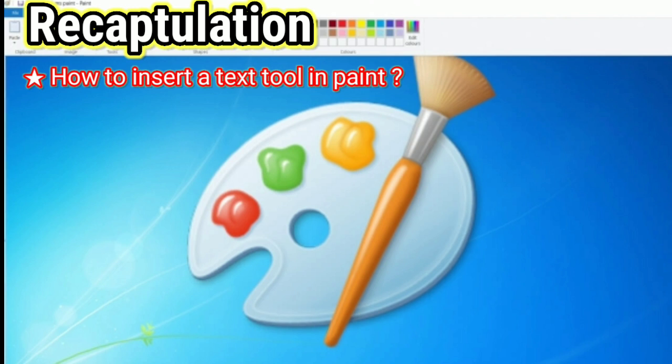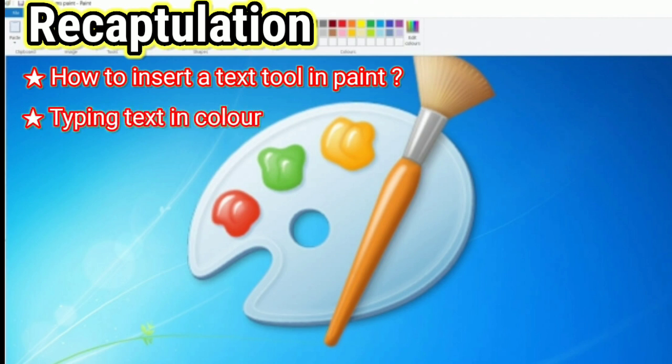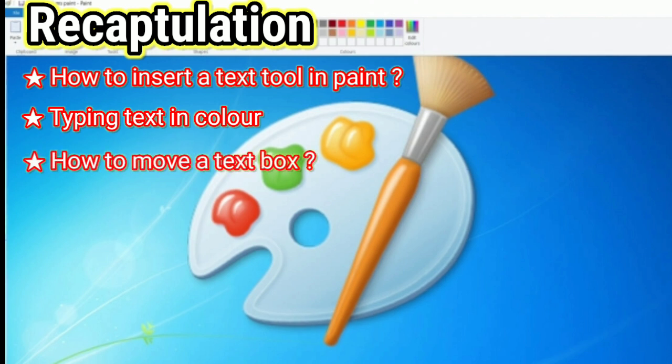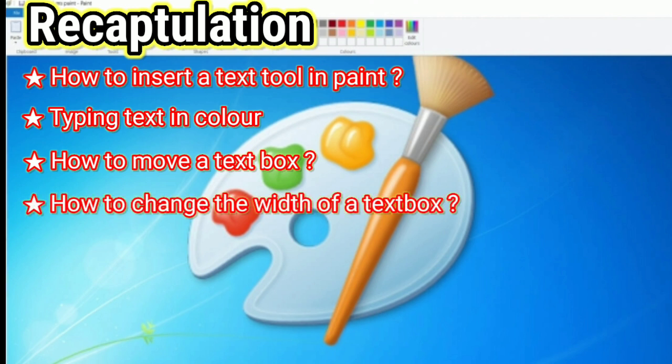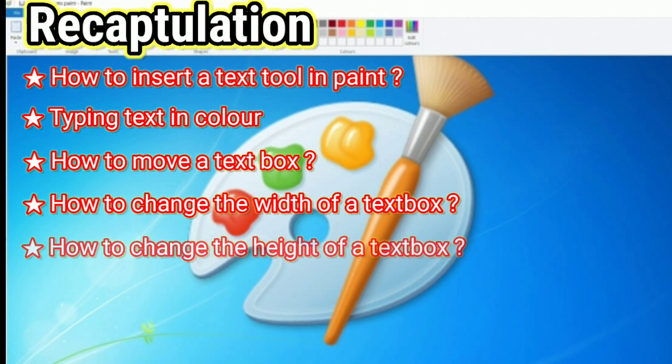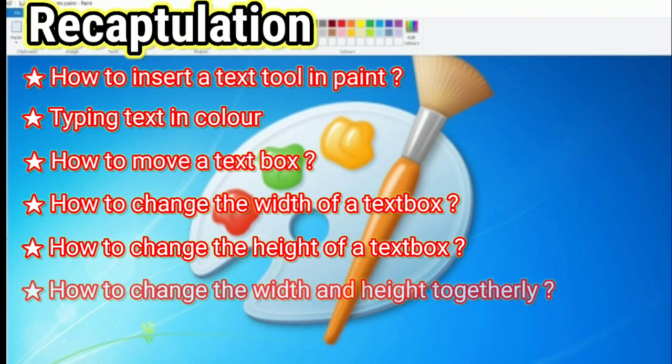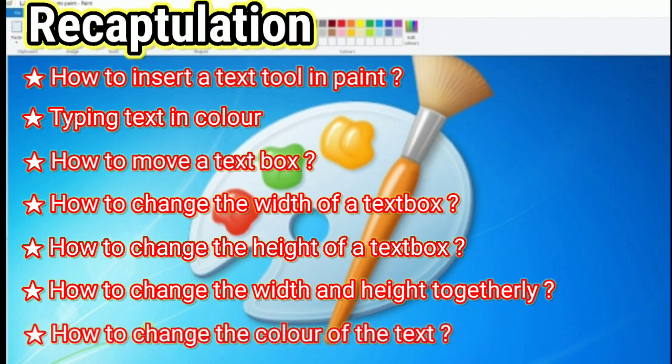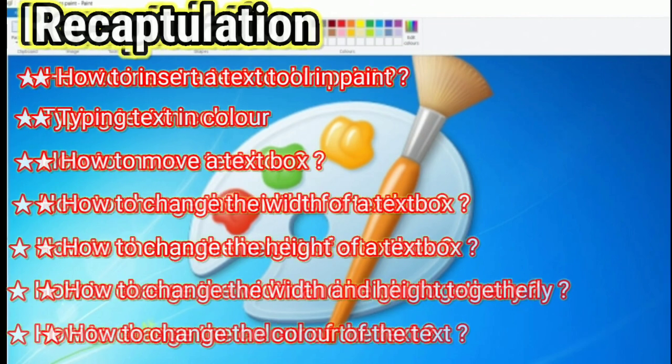Then we went through typing text in color. And then we also understood how to move a text box, how to change the width of a text box, how to change the height of a text box, and how to change the width and height together. Also we learnt how to change the color of the text which we are writing in Paint.